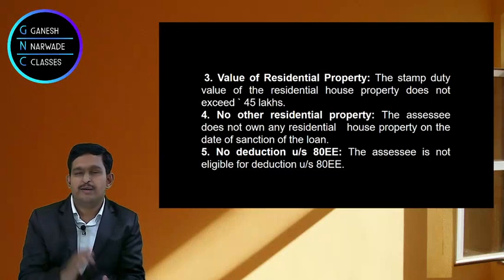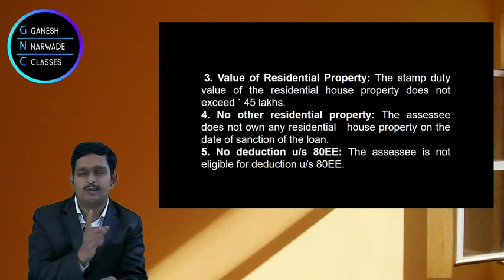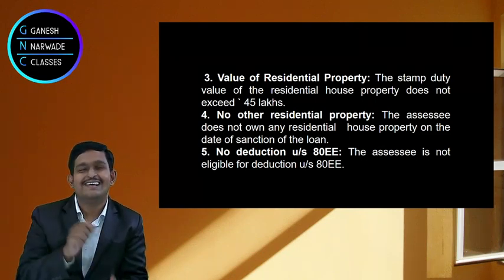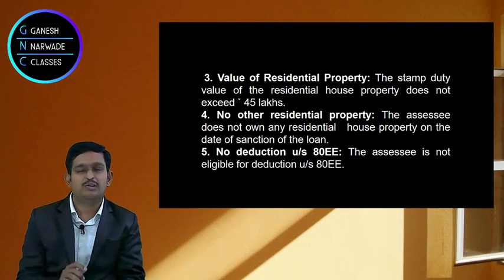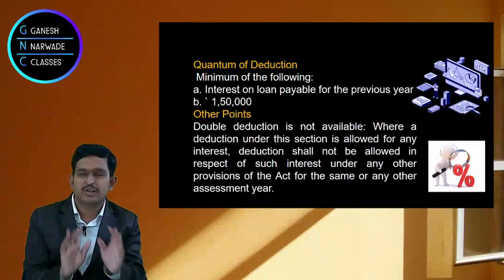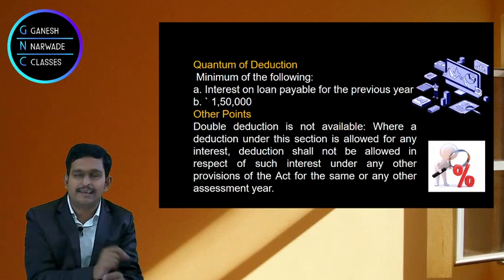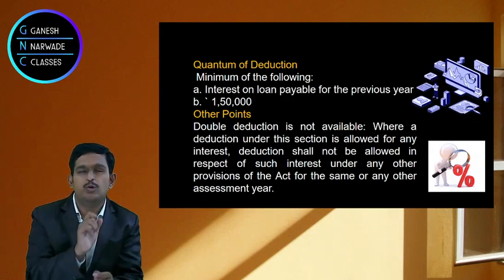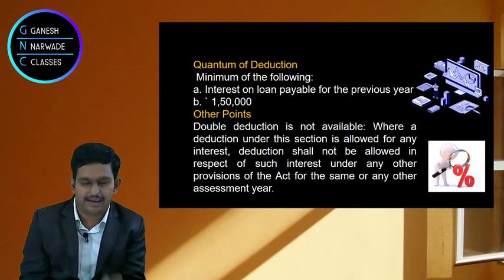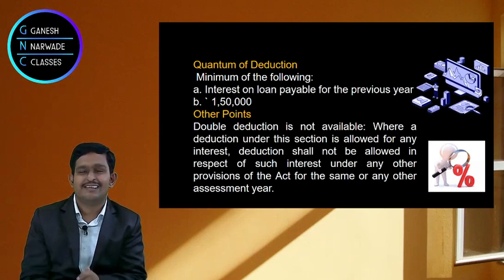Yes, sir. And moreover, 80EEA says that if you have taken deduction there, you will not get deduction here. You know, right? So what they want to tell is that you can claim deduction under that section or this section, but not under both. So if you have already taken the benefit under 80EE, you lose the privilege to take deduction under 80EEA.